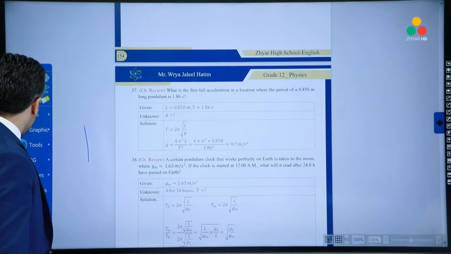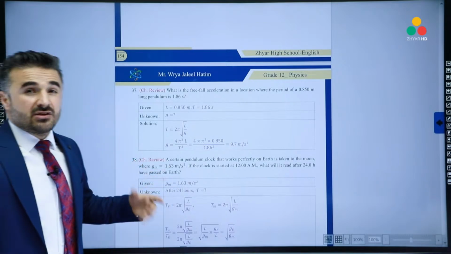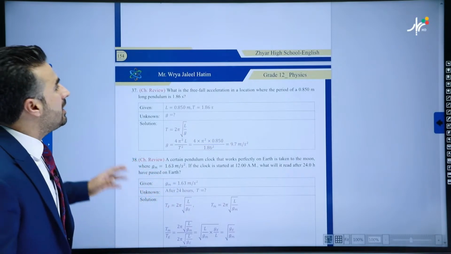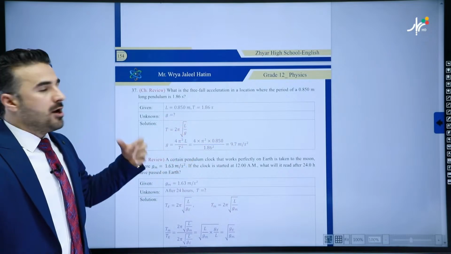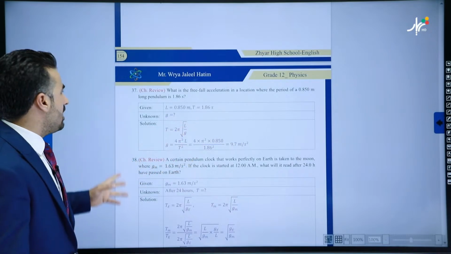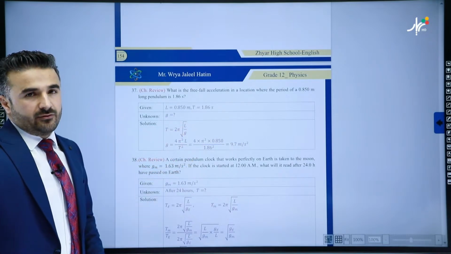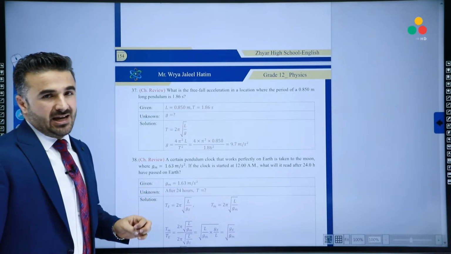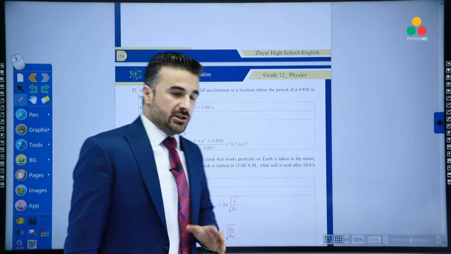Of course, we have this question for today. It says, what is the free fall acceleration in a location where the period of a 0.85 meter long pendulum is 1.86 seconds? Okay, so how are we going to do this?